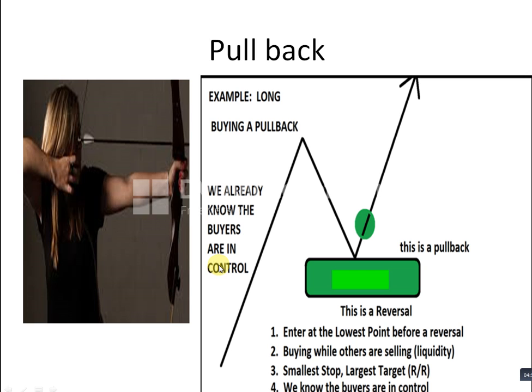This is what we call a pullback. To define a pullback, it is when a trend moving upwards changes its direction for a period of time, then continues again. So this uptrend goes down then up again, so it's called a pullback. The trend is pulled a little bit back. This is how we analyze trend lines.